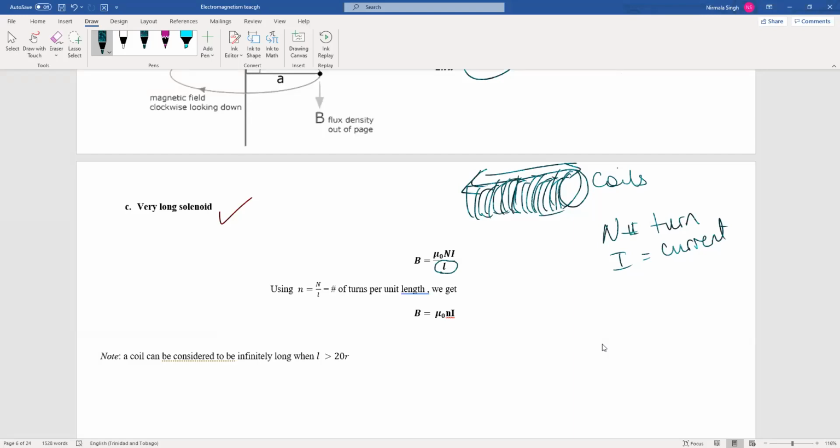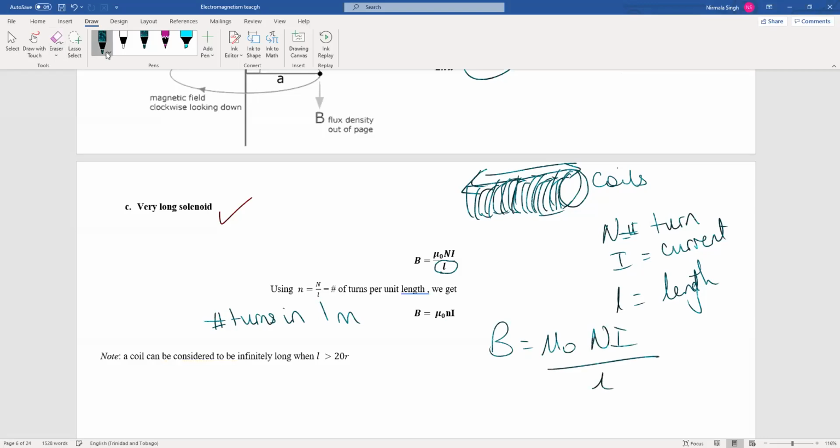Capital N is your number of turns. L is the length of your conductor. But we can go ahead and make up a new term, where small n is the number of turns per unit length, or the number of turns in 1 meter. All right, so n is the number of turns in 1 meter. So rather than having B equal to mu naught N I over L, we can pull this out and replace it with small n.